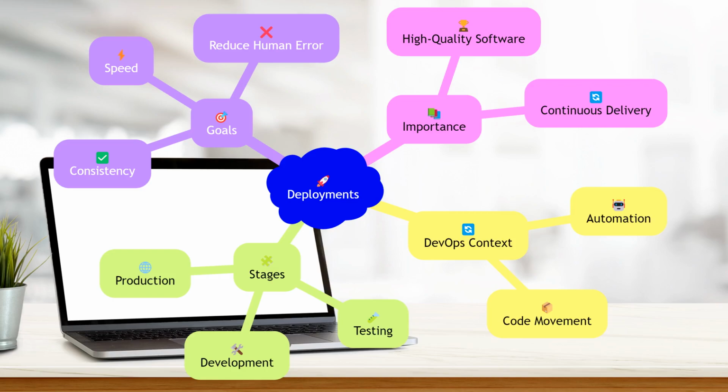Deployments are a critical aspect of the software development lifecycle, ensuring that code changes are delivered to production environments efficiently and reliably. In the context of DevOps, deployments are automated processes that move code from development through various stages of testing and finally to production. This ensures consistency, reduces human error, and speeds up the release cycle. Understanding how to design and implement deployments is essential for maintaining high quality software and achieving continuous delivery.